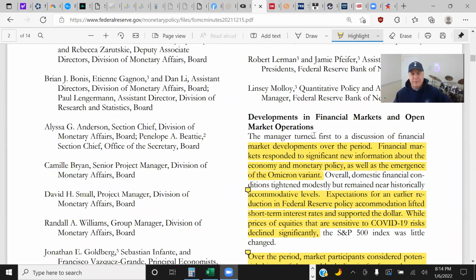But let's just go through these minutes real quick and find out what was in here that could have spooked it. Financial markets responded to significant new information about the economy and monetary policy, as well as the emergence of the Omicron variant.